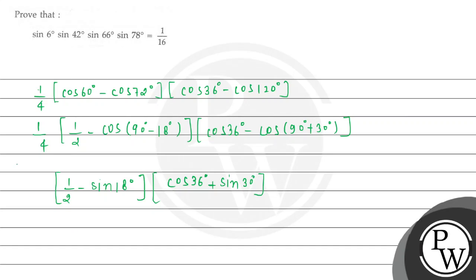So here we have to write 1 by 4 like this. Let's put in the values that we know. We know the value of sin 18 degree, so here we'll write the value of sin 18 degree, which is root 5 minus 1 by 4, as I have written in the concept. And cos 36 degree can be written as root 5 plus 1 by 4, plus 1 by 2.